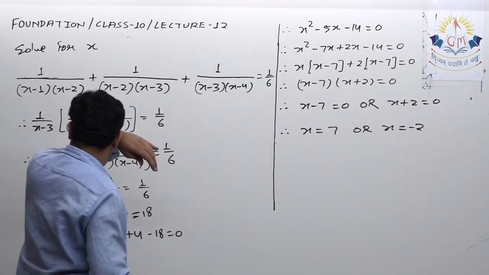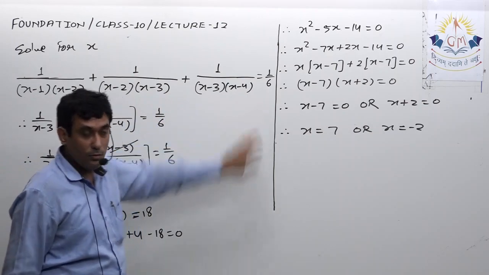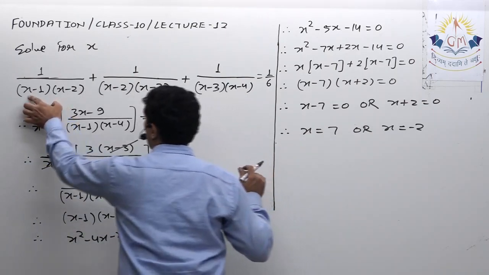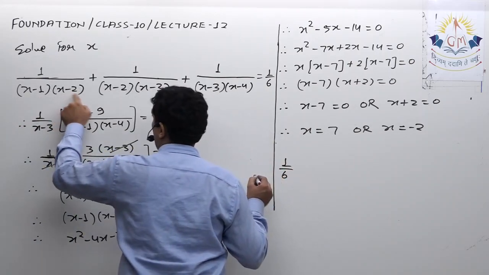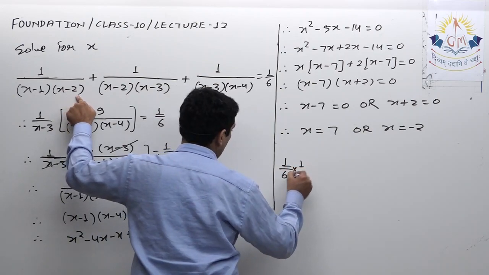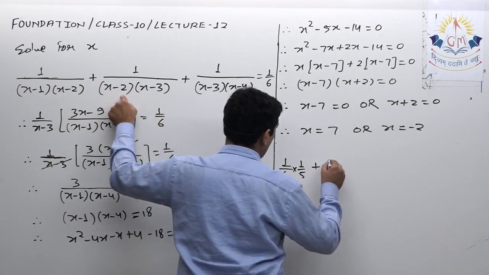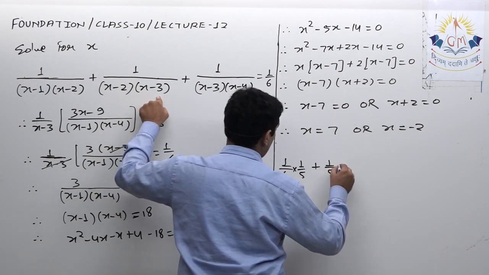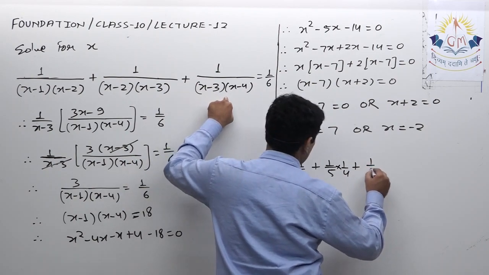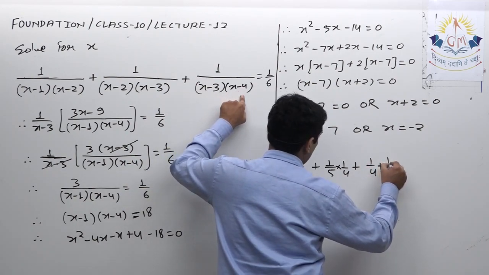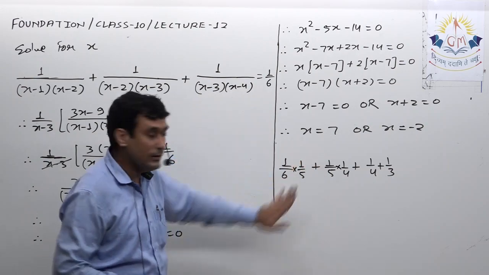Okay, now let us see if we put x equal to 7 or minus 2 in this, whether we are getting 1 upon 6. So if I put x equal to 7, what will I get over here? 7 minus 1, 6. Here I will get 1 upon 6. Then 7 minus 2, 5, that is 1 upon 5. Plus 7 minus 2, that is again 1 upon 5. Then 7 minus 3, that is 1 upon 4. Plus 1 upon 7 minus 3, that is 1 upon 4, and 1 upon 7 minus 4, that is 1 upon 3. So this I will get. Now this should be equal to 1 by 6 if x equal to 7 is the correct value.